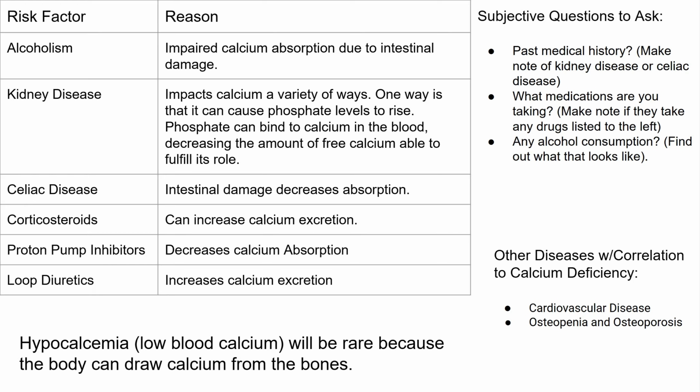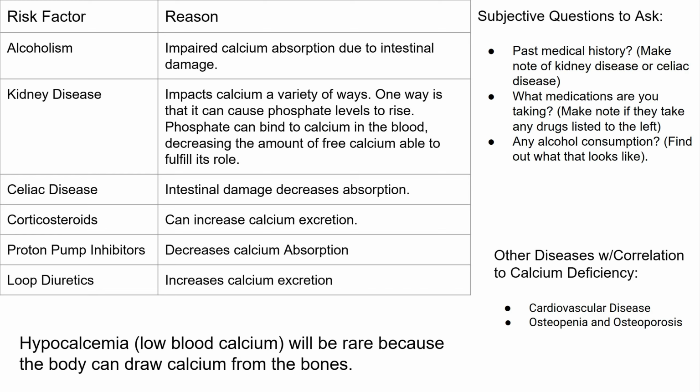Here are some risk factors you can look out for. Alcoholism impairs calcium absorption due to intestinal damage. Kidney disease impacts calcium in a variety of ways. One way is that it can cause phosphate levels to rise. Phosphate can bind to calcium in the blood, decreasing the amount of free calcium able to fulfill its role. Celiac disease is another risk factor because it can cause intestinal damage and decrease absorption. As far as drugs go, corticosteroids can increase calcium excretion, proton pump inhibitors can decrease calcium absorption, and loop diuretics increase calcium excretion.